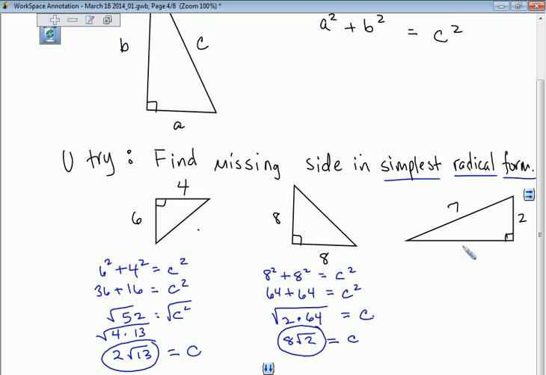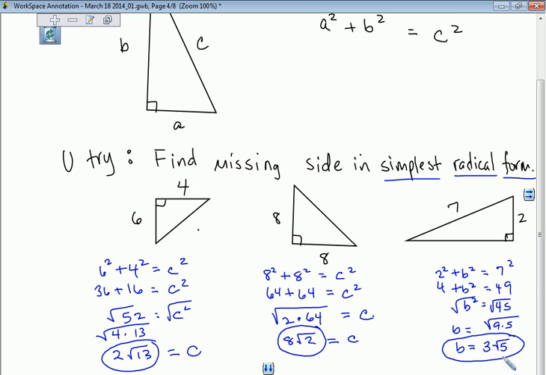Okay, on the final one, we can call this side A, we can call it B, you can call it X, you can really call it anything, but we know that 2 squared plus, I'll call it B squared, equals 7 squared. So this is 4 plus B squared equals 49. So b squared equals 45. And then I take the square root of both sides, and 45 breaks up into 9 times 5. So b is 3 roots of 5. And there's our missing side.